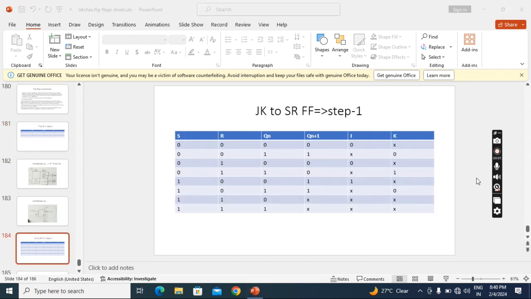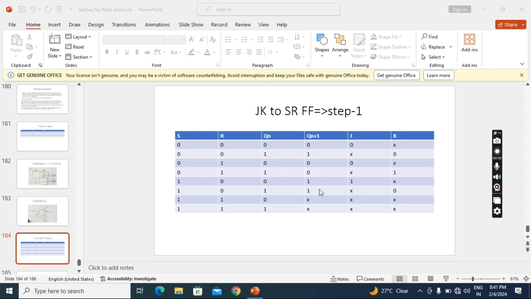In this lecture, we will see the flip-flop conversion process of JK to SR. This is step 1. I told we have to take the characteristic table of the required flip-flop and the excitation table of the given flip-flop. SR is the required, JK is the given. So S, R, Qn, Qn plus 1, this part will become the characteristic table of SR. Qn, Qn plus 1, J, K will become the excitation table of JK. So here present state and next state will be common.